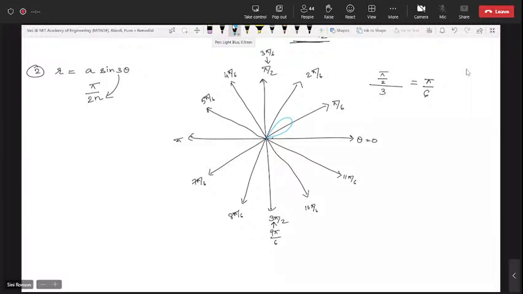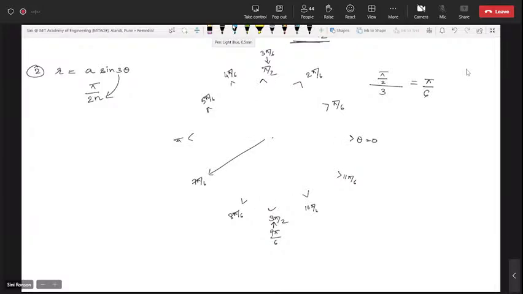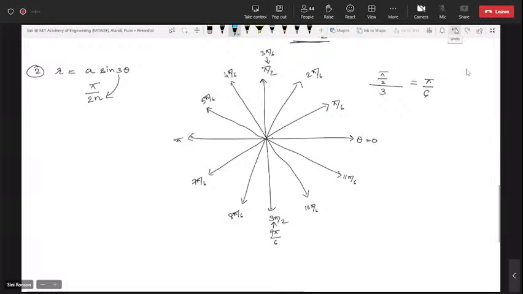When I say across, that means that loop should be symmetric about the pi by 6 line. So when I say the loop is lying across the pi by 6 line, what we are saying is you have to draw a loop that is symmetric about the pi by 6 line like this. So this is our first loop I have drawn.